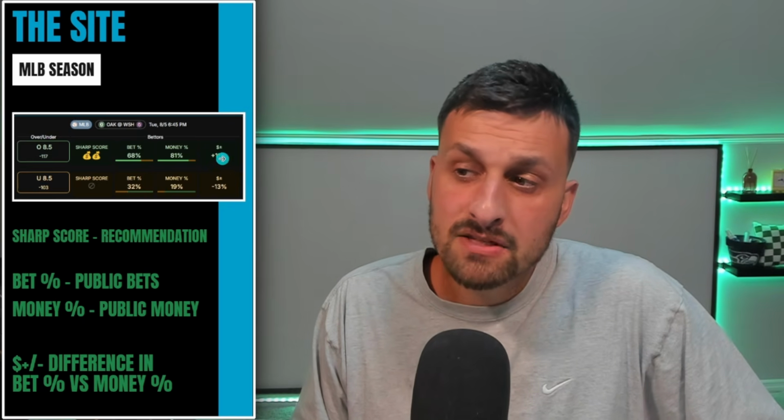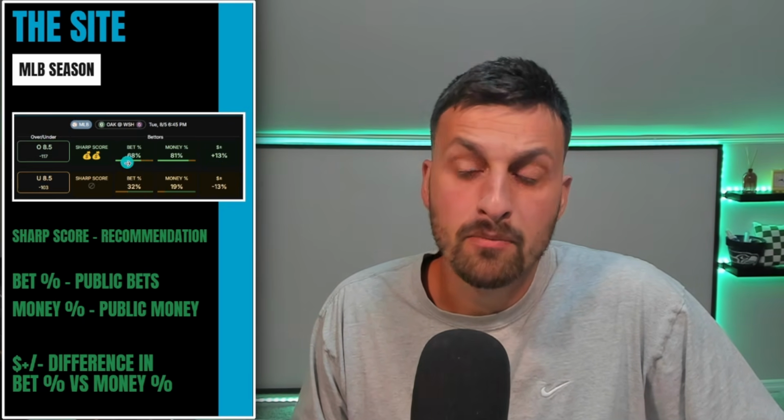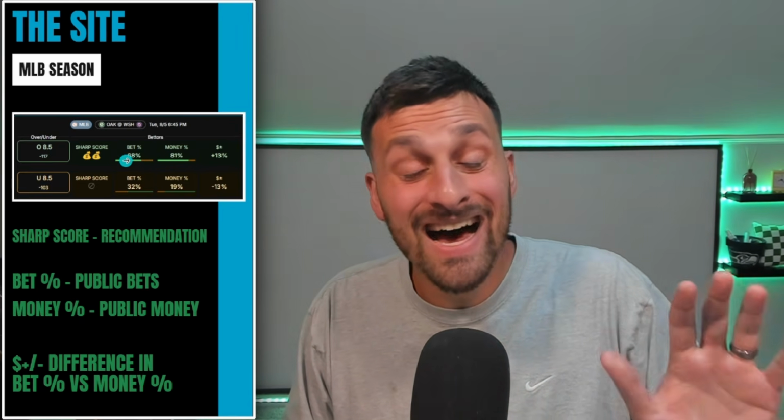So the plus minus that you see here is the difference in the bet percentage and the money percentage. So they are saying not only do we have a ton of action coming in, just a volume amount of bets, but we also see big wagers, large money, more money coming in. 81% of the money is on the over in this game.